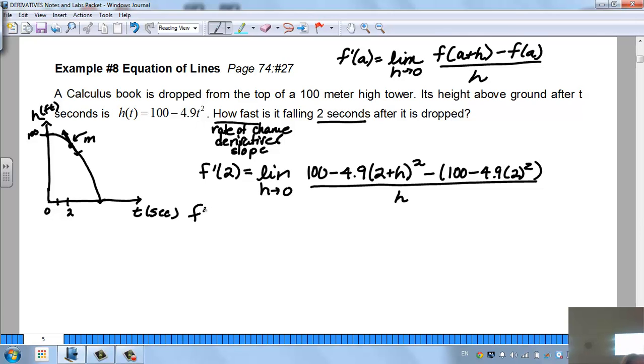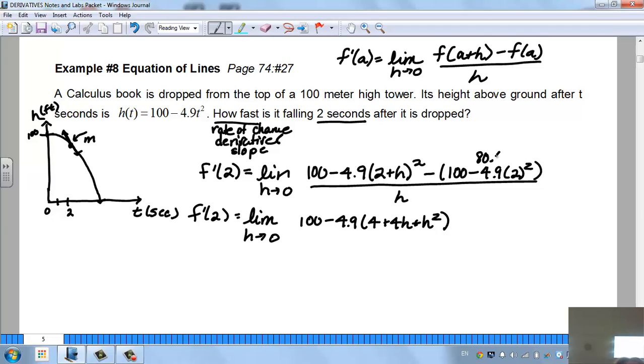So I've got f prime of 2 is the limit as h approaches 0 of, and then we're just going to do some algebra. So I got 100 minus 4.9, and then I've got 2 plus h squared, so that's 4 plus 4h plus h squared. And then basically this all comes out to be 80.4 if you put it in your calculator, so it's minus 80.4 all over h.